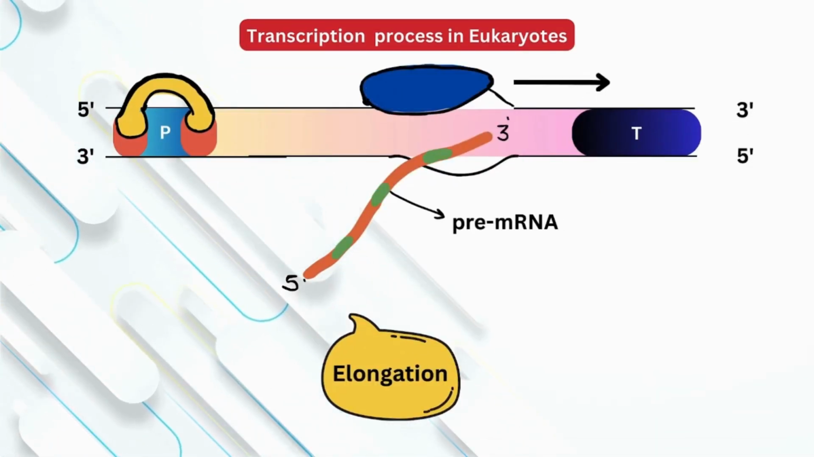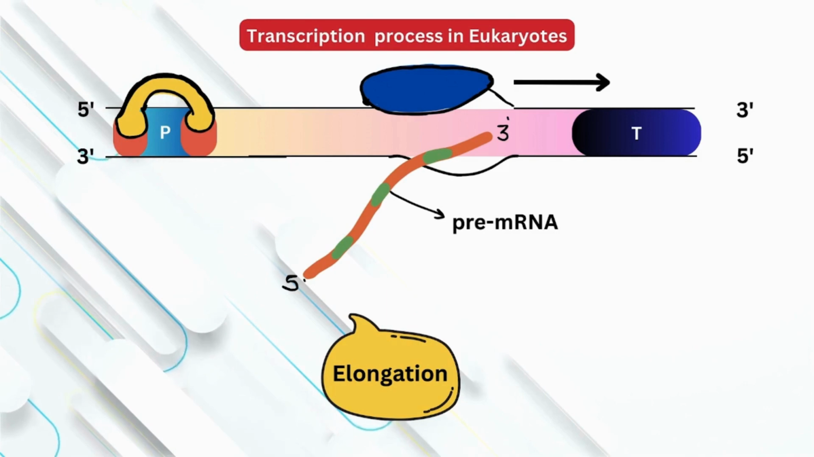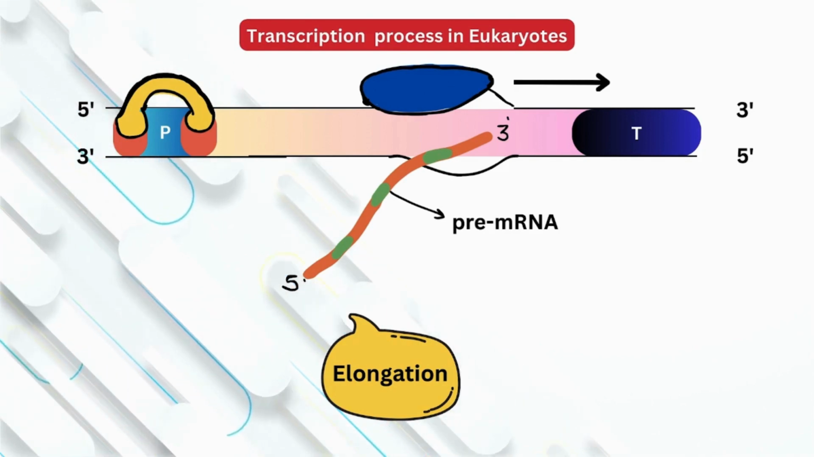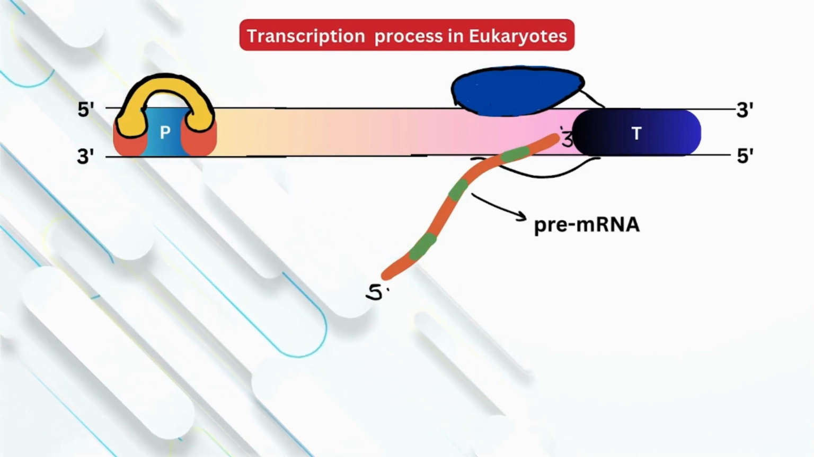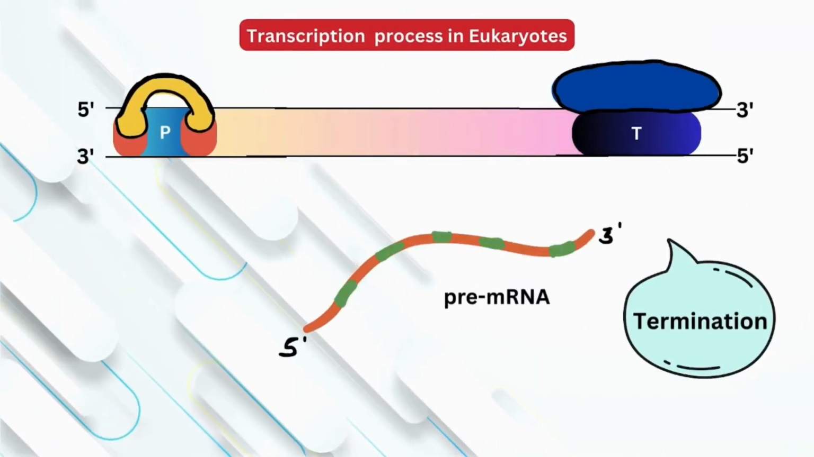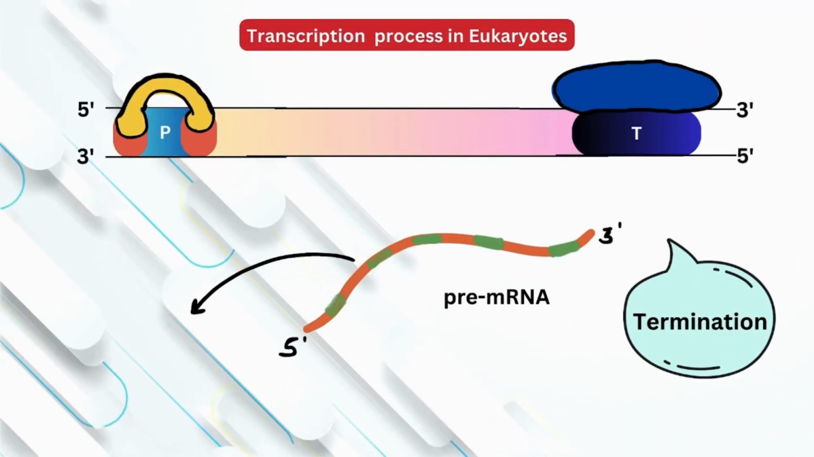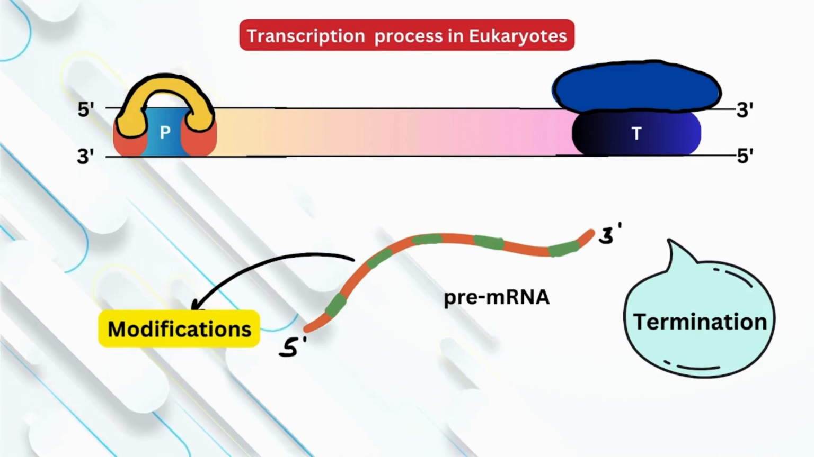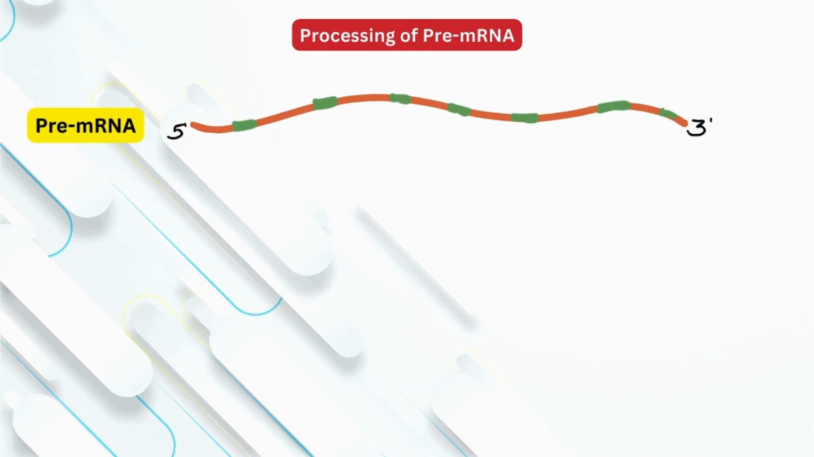As RNA polymerase 2 moves forward, the length of the pre-mRNA keeps on increasing as new nucleotides are added to the pre-mRNA, and this process is known as elongation. Now, when RNA polymerase 2 encounters the terminator or the termination sequences, the pre-mRNA is released and this process is known as termination. Now, this pre-mRNA will undergo some post-transcriptional modification.